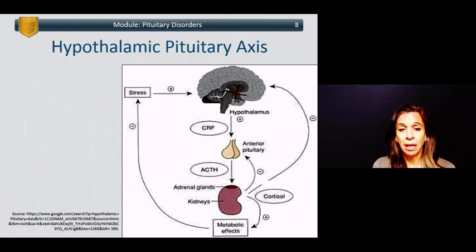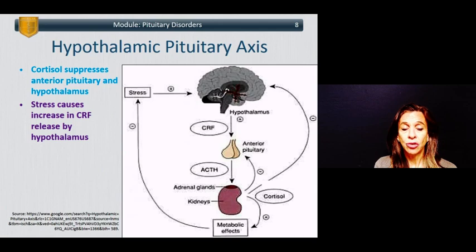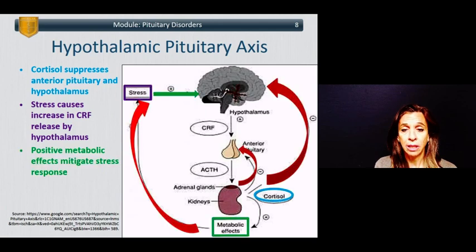This is another demonstration of the hypothalamic pituitary axis that I showed you previously, but I want to concentrate on the fact that cortisol and the feedback loop suppresses both the anterior pituitary and the hypothalamus in a negative manner. Stress causes release of CRF, or corticotropin releasing factor, by the hypothalamus. And the positive metabolic effects of cortisol then mitigate this stress response back to the pituitary and the hypothalamus.